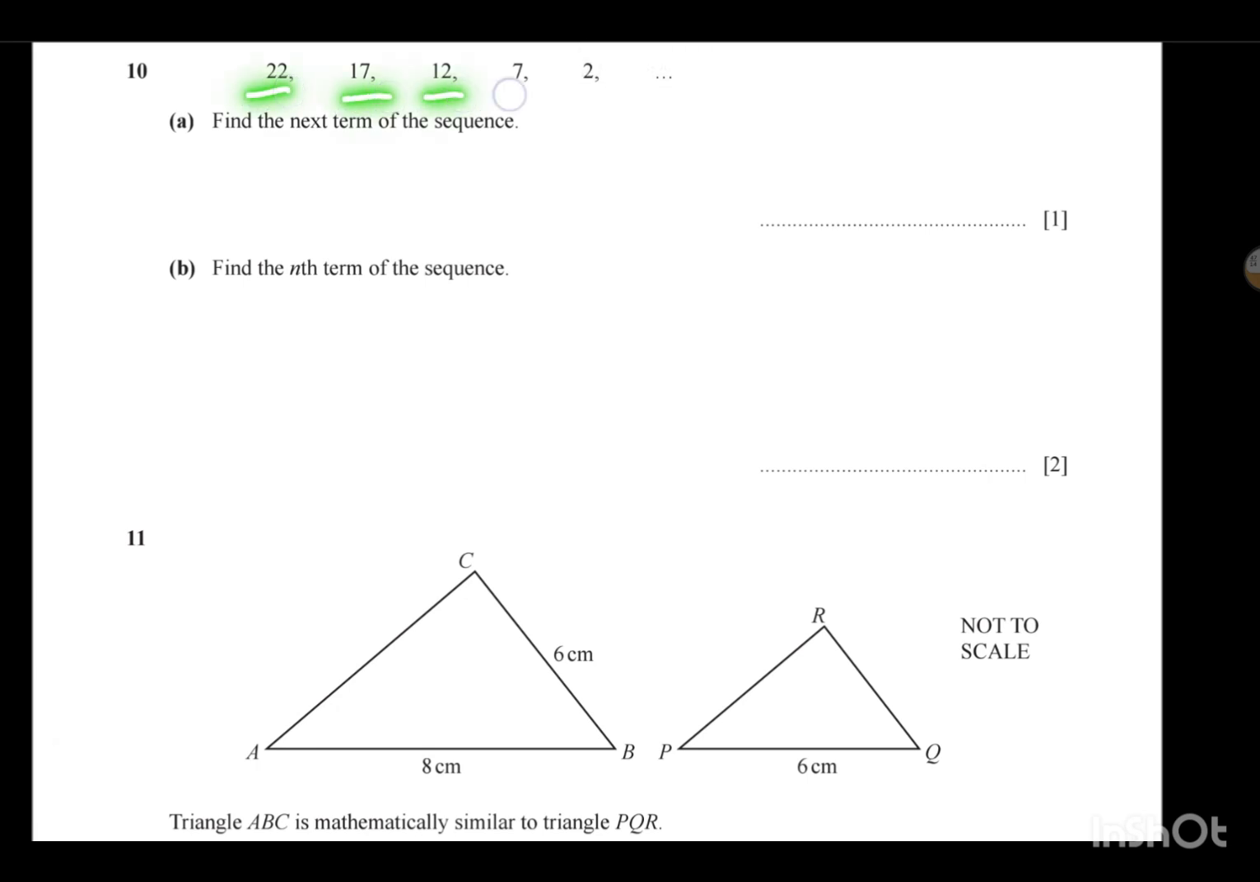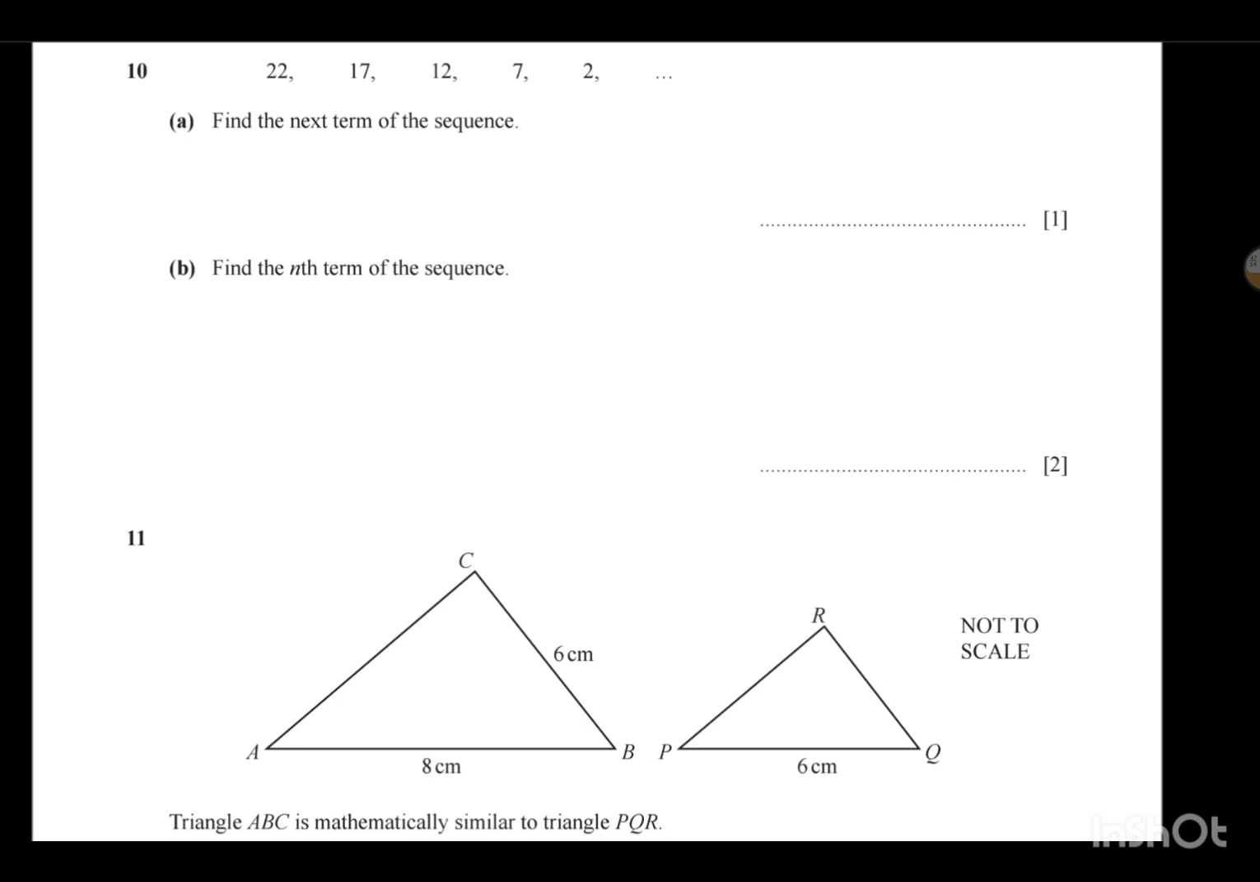Question 10. 22, 17, 12, 7, 2. Find the next term of the sequence. Question number A. Now when you see this sequence 22, 17, the number is decreased. 17, 12, decrease. So this is going in decrease. The progression is like it's going down. For any given sequence, we have to find the difference between the first, second, third, and check whether you're getting the same difference or not.